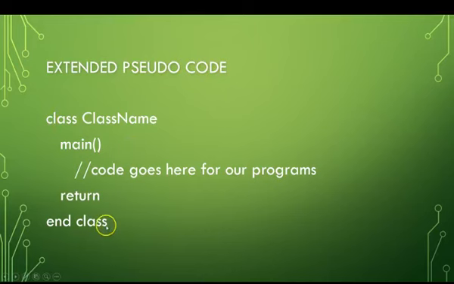So the whole thing is a class. The class name begins with a capital letter. Any additional words are capitalized. And all of the code goes within the main and return. So again, this corresponds to the start and the stop that we started with. We've just added this container, and we'll put our variable declarations at the beginning before our code in the main area.